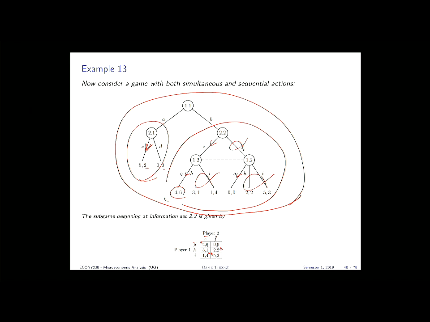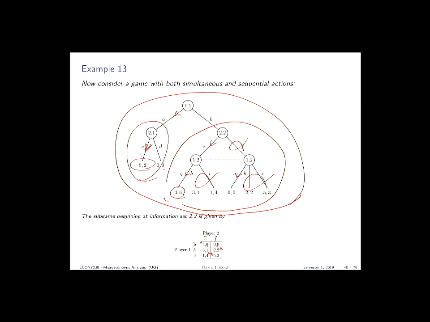It's player 1's turn to move. Player 1 knows if she moves A, she'll get this. And if she moves B, she'll get here. 5 is larger than 4, so this will be an arrow.